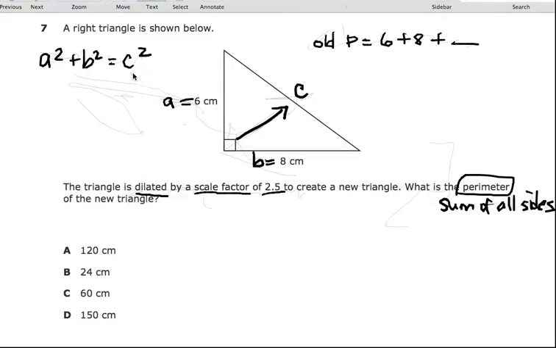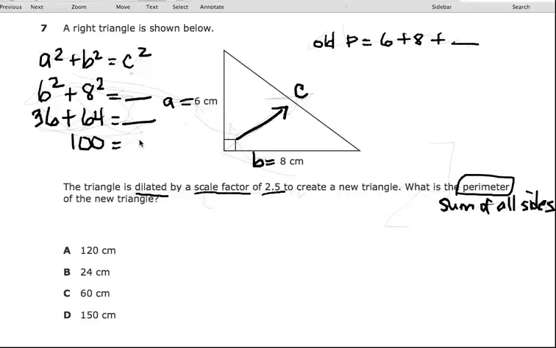Wherever I see A, I'm going to replace it with the number 6 and keep the squared. Wherever I see B, I'm going to replace it with the number 8 and keep the squared. And I don't know what C is, so I'm going to leave a blank. 6 squared is 6 times 6, which is 36. 8 squared is 8 times 8, which is 64. 36 plus 64 is 100, and 100 is equal to C squared. So in order to figure out what C is equal to, I need to take the square root of 100, and that is going to give me 10.